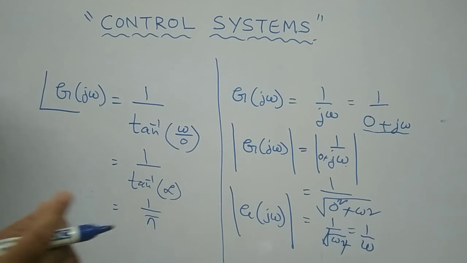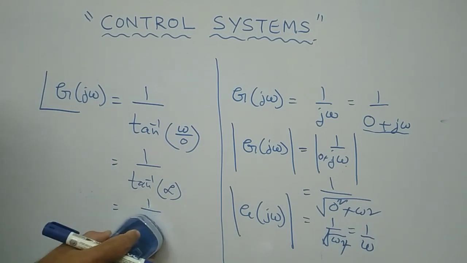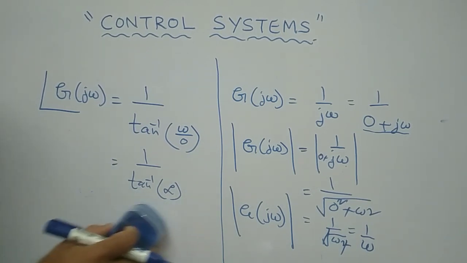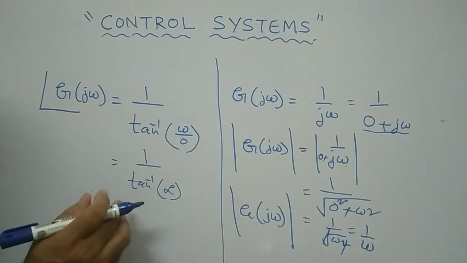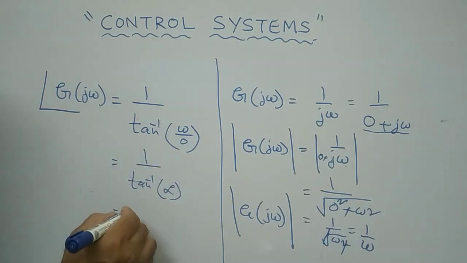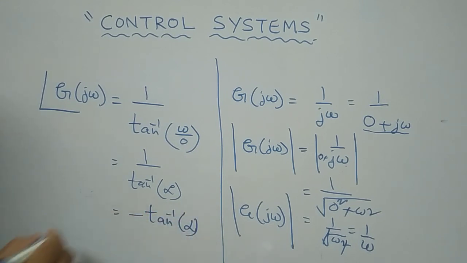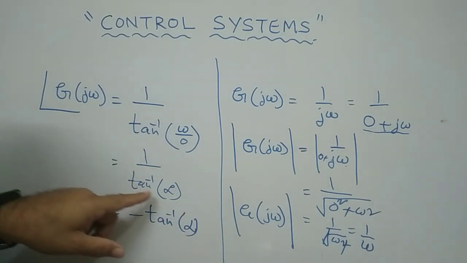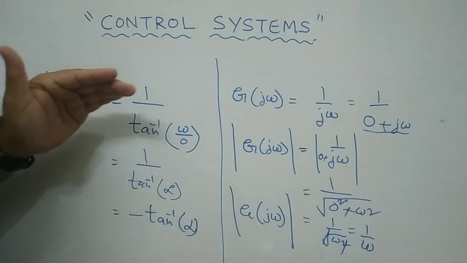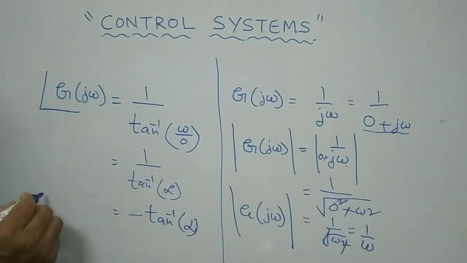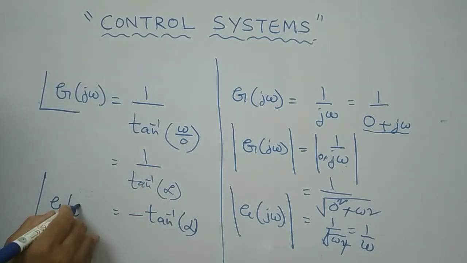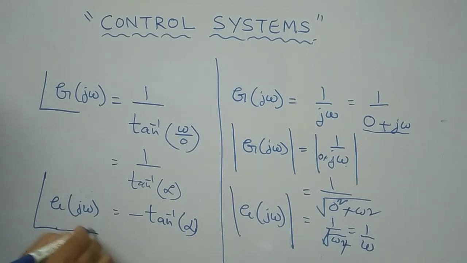Otherwise, you can write it as 1 by tan inverse of infinity, and if you take this to the numerator, it is minus tan inverse of infinity. That is your phase angle. That's it, your job is over.